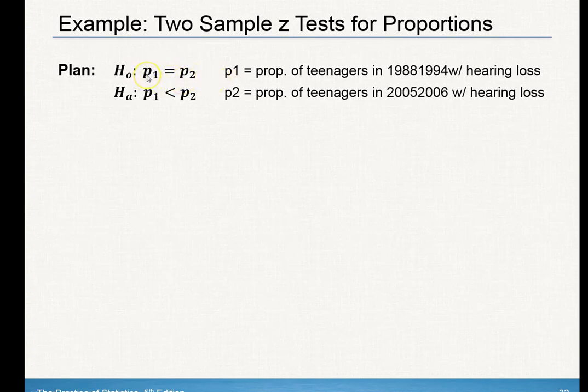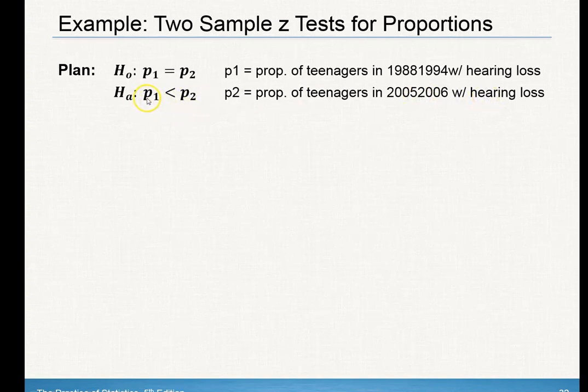We don't know the population proportion of population 1 and 2, so we have to just use, are they equal or are they less than? So P1 is the proportion of teenagers from 1998 to 1994 with hearing loss, and P2 is the proportion of teenagers from 2005 to 2006 with hearing loss. So just be careful with that.